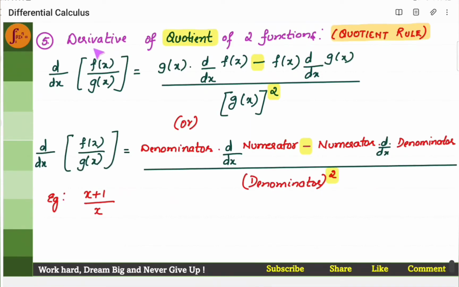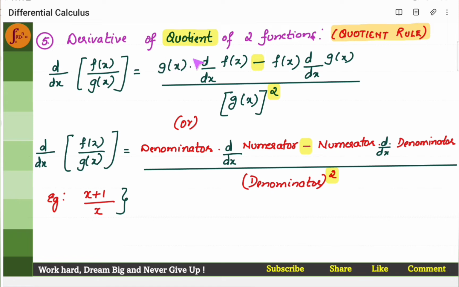Now let's take the fifth case. How do you find the derivative when there is a division of functions like this? When you have a division of functions, how do you find the derivative? This is called the quotient rule. Say you have this particular example, right? It's a division here. So you assume that f of x is in the numerator and g of x is in the denominator.